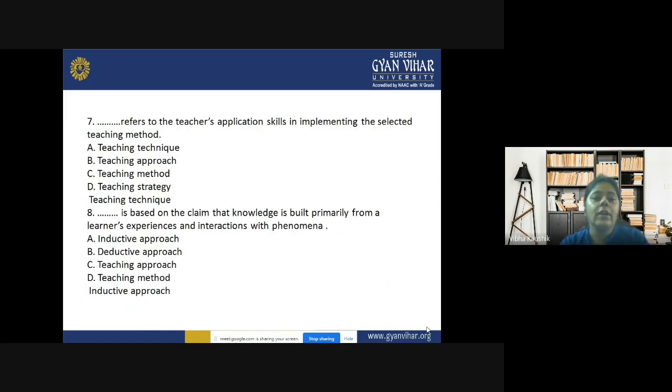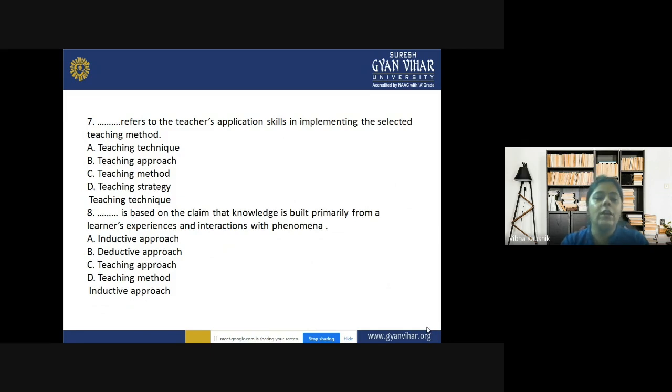Now the next one, dash, refers to teachers' application skills, how teachers are applying that skill in implementing the selected teaching method. Now the options are A, teaching technique, B, teaching approach, C, teaching method, or D, teaching strategy. Now you have to select the correct one on the basis of the given choices, and the correct answer will be teaching techniques.